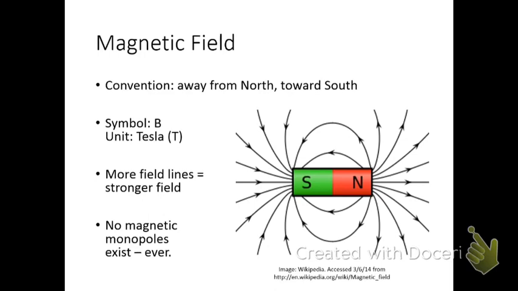One interesting curiosity is that no magnetic monopoles exist. We're not 100% sure why. Physicists have tried to make them in labs, and so far no dice. Anywhere you find a north, there's going to be a south.